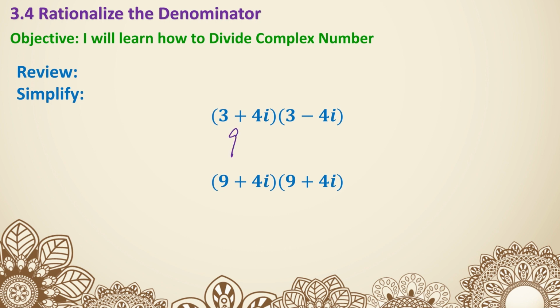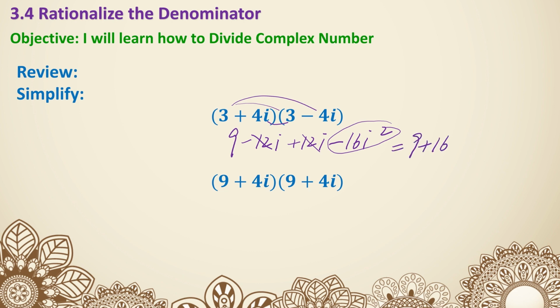3 times 3 is 9. 3 times -4i is -12i. 4i times 3 is +12i. And then lastly, 4i times -4i is -16i squared. So the middle two cancel. And then this becomes positive because i squared is -1. So it's -16 times -1, so it's a plus. 9 plus 16 is 25.